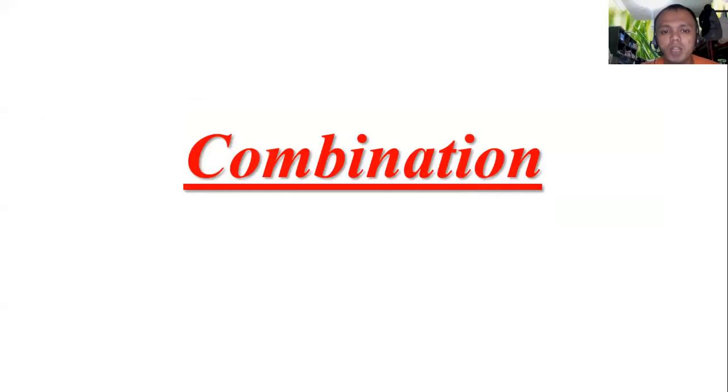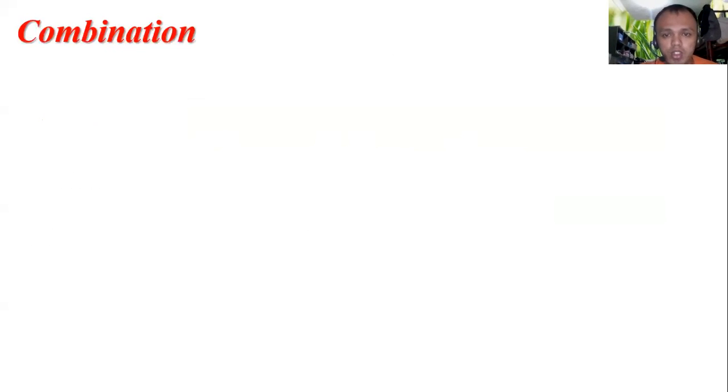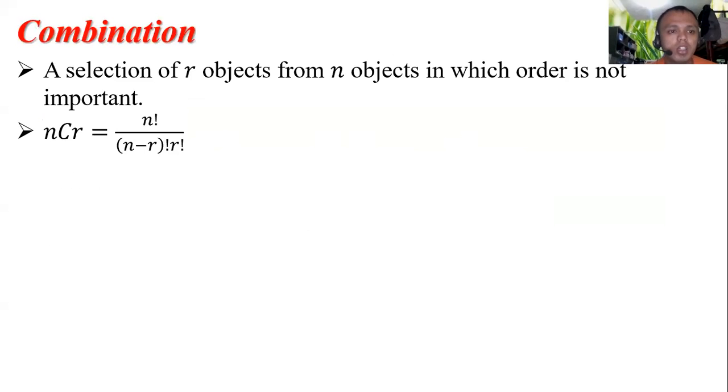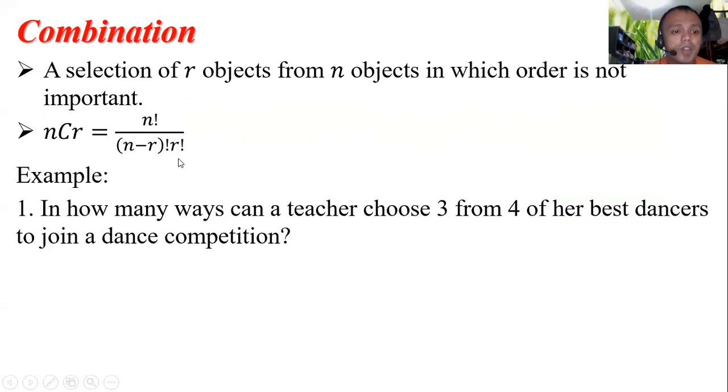So today we will discuss combination. A combination is a selection of R objects from n objects in which order is not important. So we have here the formula: nCr equals n factorial over n minus r factorial times r factorial. Now, example here.